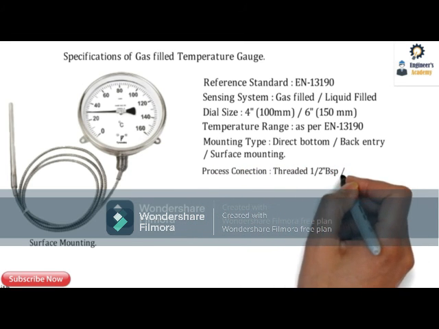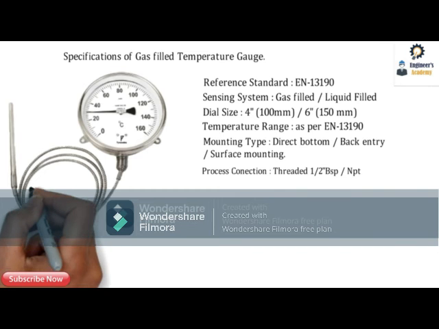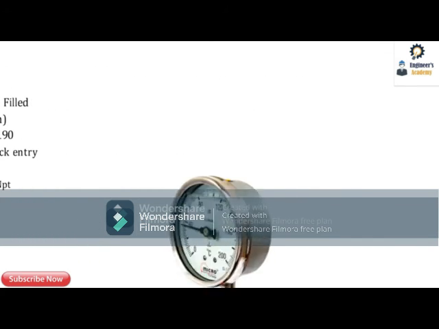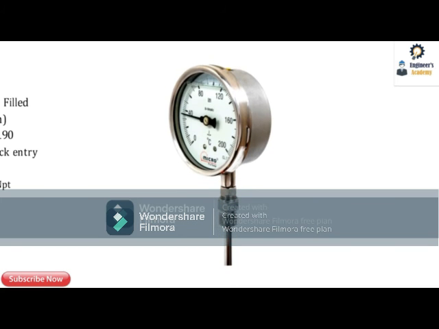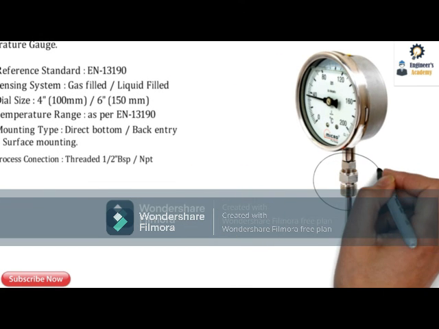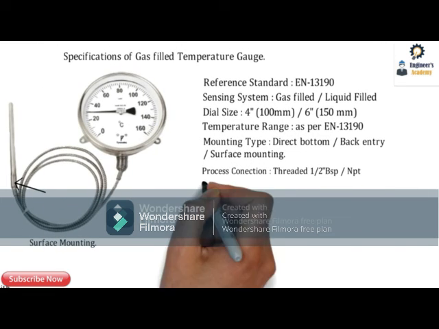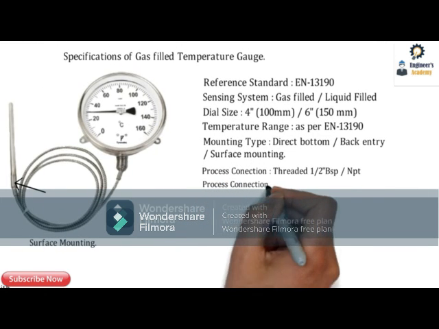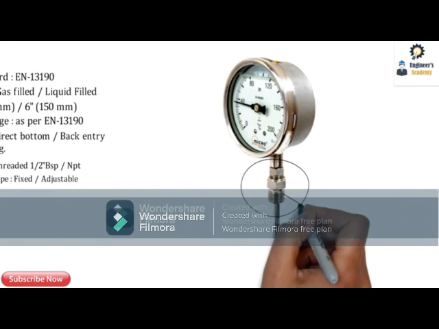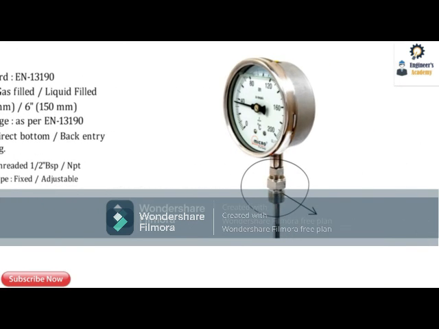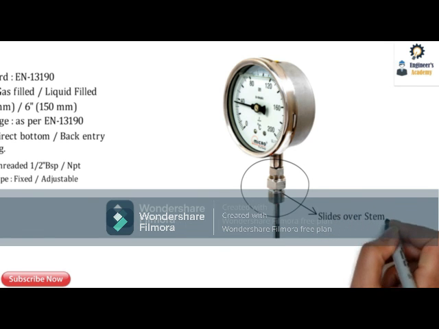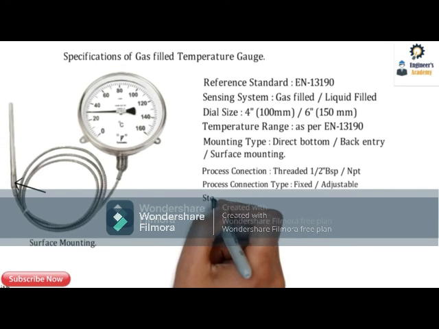The next one is the process connection, that is threaded half-inch BSP or NPT or any other as per the requirement of the customer. Over here the ACF is provided, that is the process connection. Here you can see the process connection of the gauge. The process connection type also matters, it can be fixed or adjustable. This particular ACF, the adjustable compression fitting, slides over the stem of the temperature gauge.